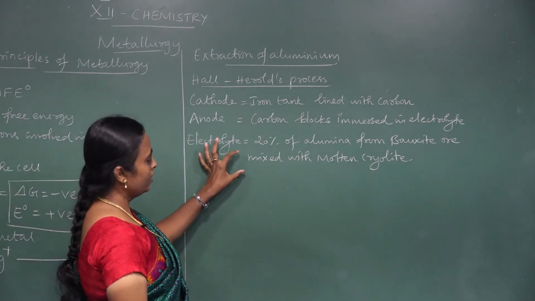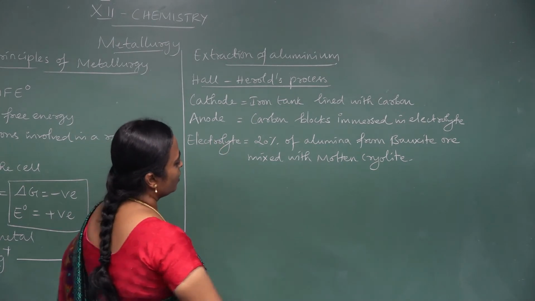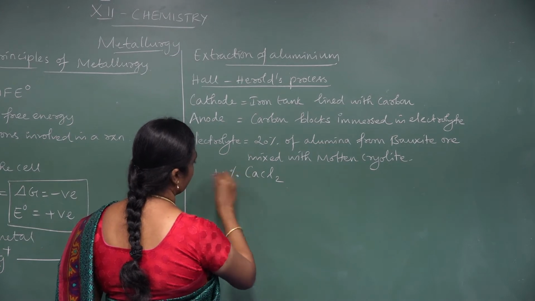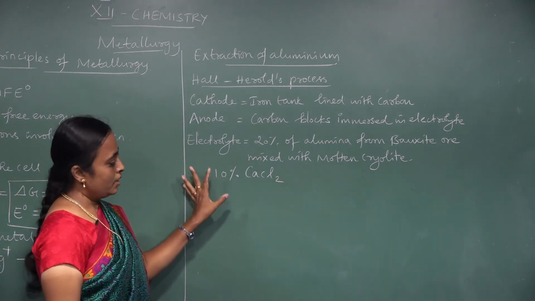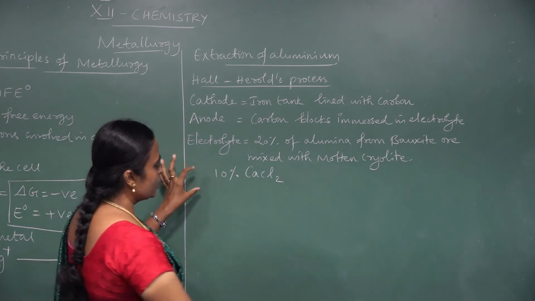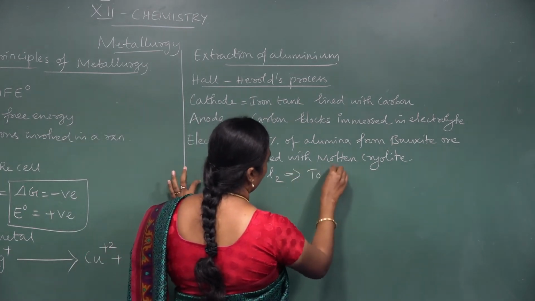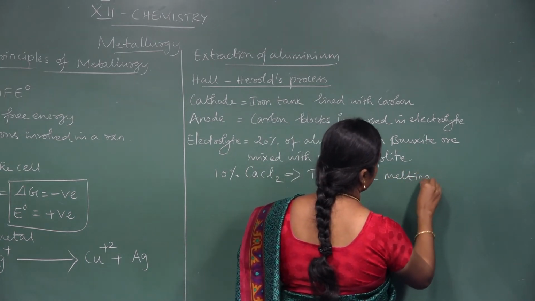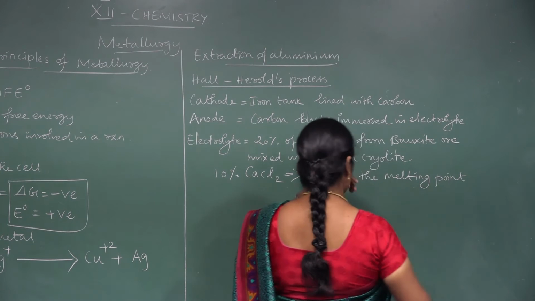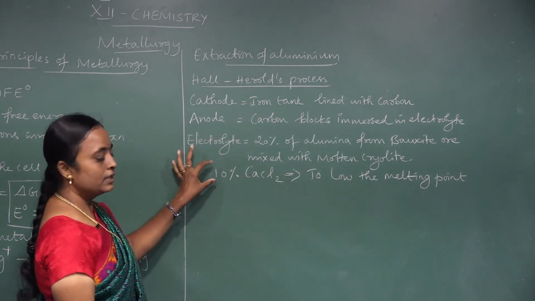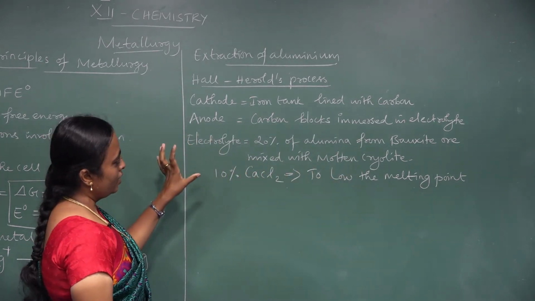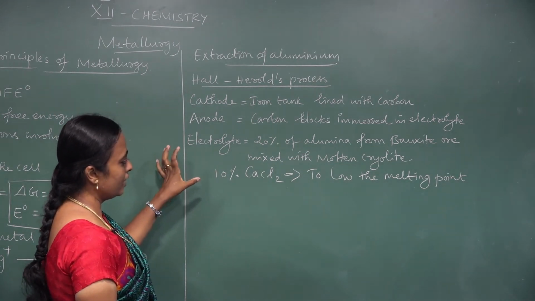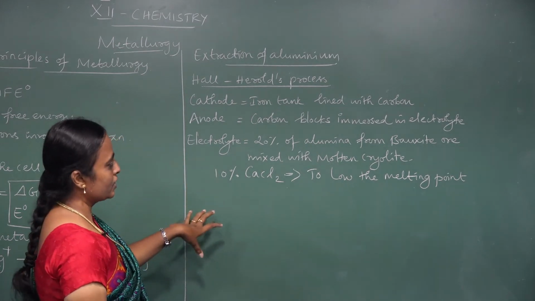Okay, so here in addition to that we are going to add calcium chloride, that is 10% of calcium chloride we are going to use. The purpose of using calcium chloride is to lower the melting point. So totally we are taking cathode, anode and electrolyte. Okay, and what is the reaction occurring?